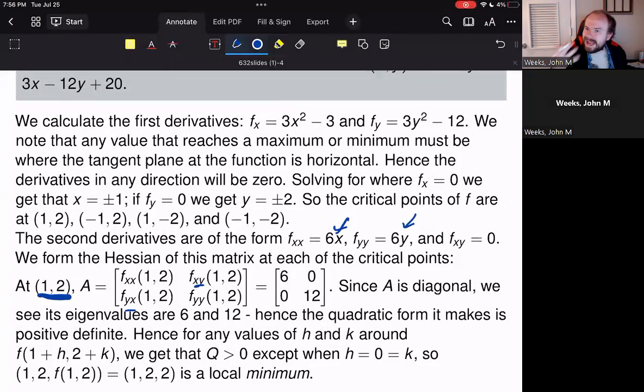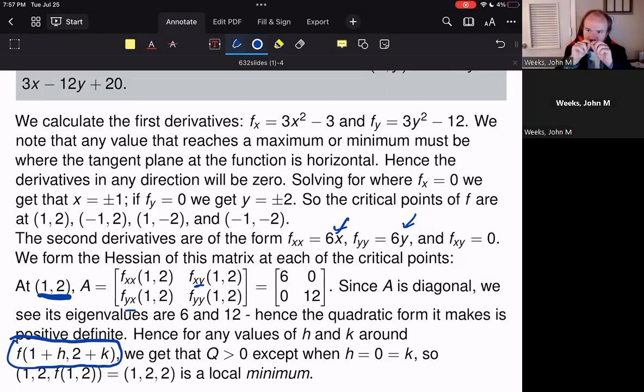So let's talk again about the fact that this is a quadratic form. Its eigenvalues are 6 and 12. What does that tell us about the quadratic form? If its eigenvalues are all positive, this is a positive definite form. Well, what does this mean about the quadratic form that is given like this? f of (1 plus h, 2 plus k). What happens if I plug in a non-zero vector for h and k?